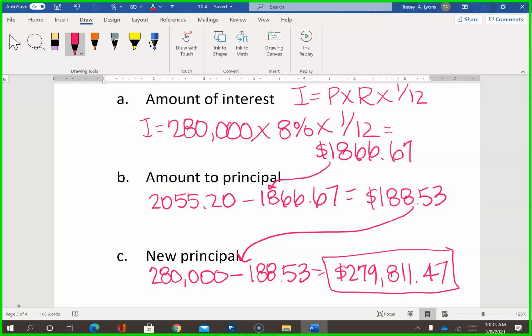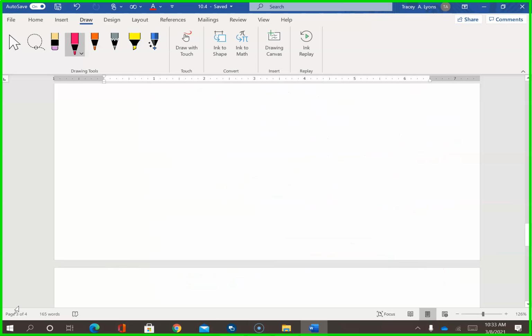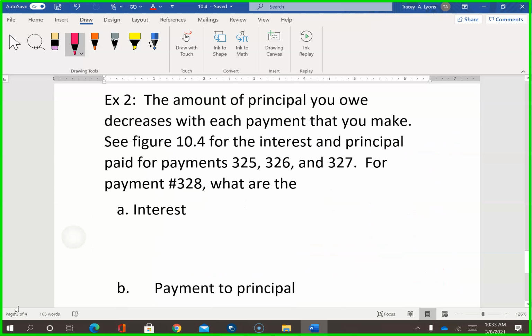So we're going to do another one, but this one they kind of start in the middle somewhere instead of at payment number one. I can put this one back up when you guys are working so you can kind of see what you have to show. With this one, the amount of principal you owe decreases with each payment that you make. See figure 10.4. It gives exactly the same table, but it's in the middle of the payment schedule. They have payments 325, 26, and 27. They want us to do this for 328.